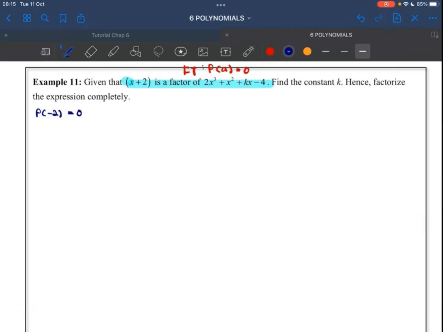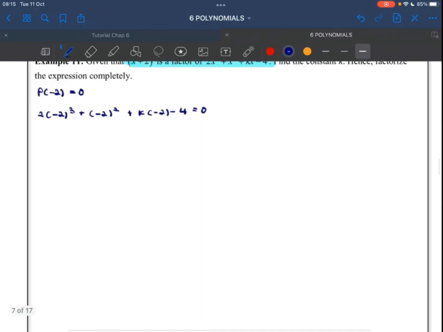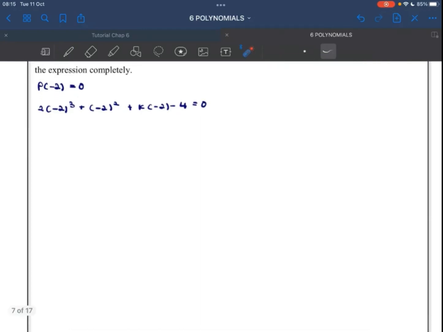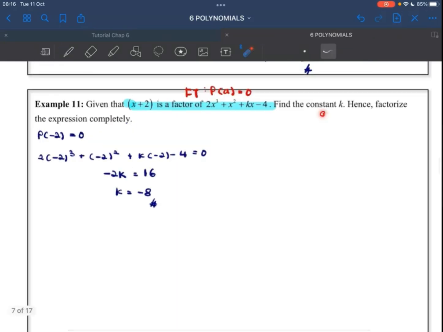So cari k dulu, so we have 2 times negative 2 cube plus negative 2 square plus k times negative 2 minus 4 equals to 0. Okay, so kira, kat sini kita ada negative 2k, negative 16 plus 4 minus 4. So sini ialah positive 16. k equals to negative 8. Okay, dah dapat dah? k equals to negative 8. Okay, so settle soalan yang ini.